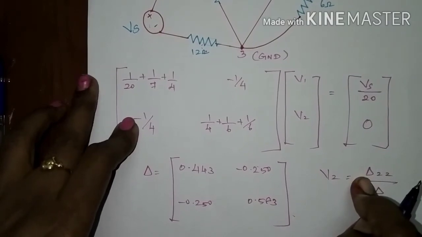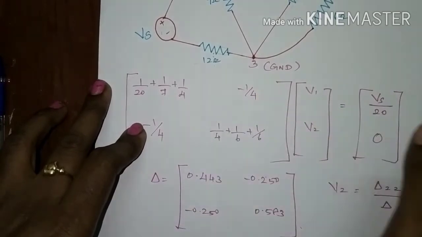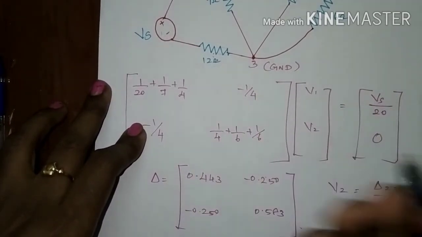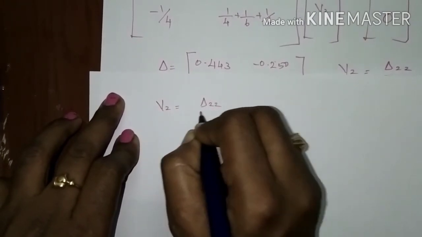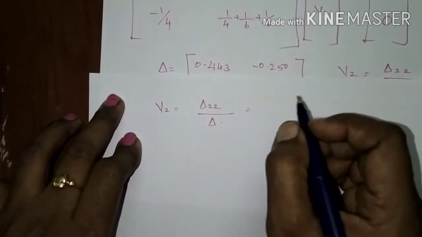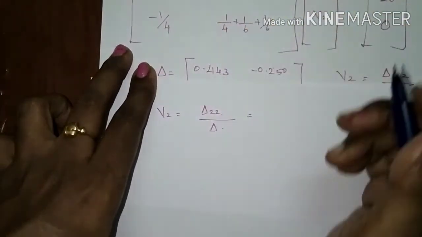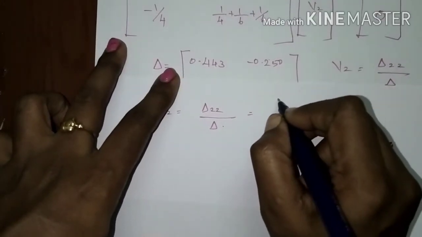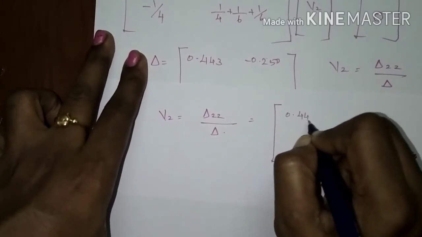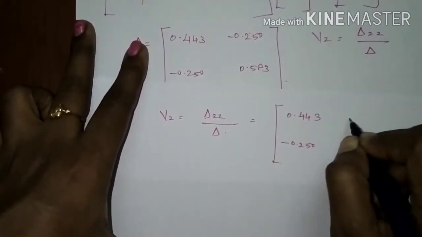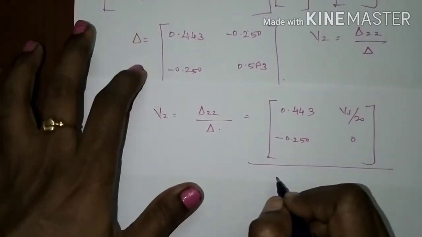Del 22 can be found by replacing the second column with this value, so that the matrix can be solved very easily. V2 can be found by del 22 divided by del. Del 22 is replacing the second column with Vs by 20 and 0. So, this can be found by 0.443, minus 0.250, Vs by 20, 0, divided by your del value.